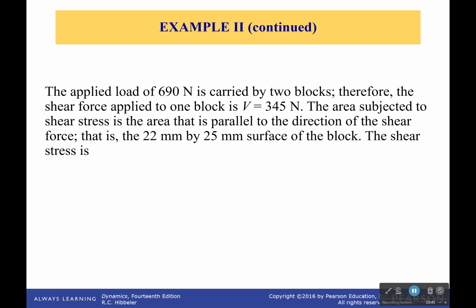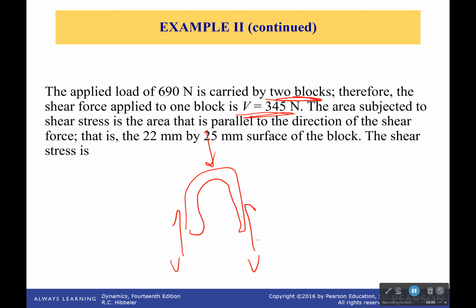Now we have the applied load of 690 newtons, but it's carried by 2 blocks. Therefore, the shear force of one block is simply half of that. If you're really uncertain, draw out your free body diagram. Remember, you're going to have this U, okay? 690 is coming down. You're going to have 2 shear forces going up, one on one side, one on the other. And those are holding it in place.